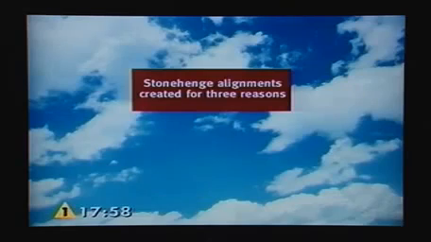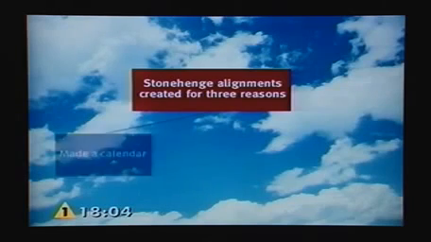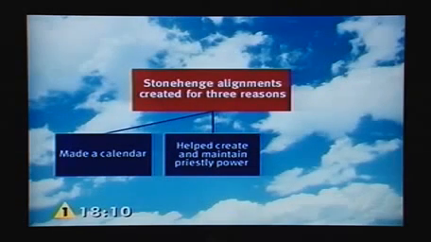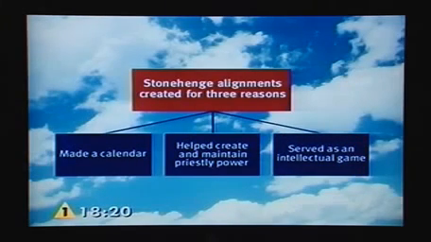The Stonehenge sun-moon alignments were created and elaborated for 2, possibly 3 reasons. They made a calendar particularly useful to tell the time for planting crops. They helped to create and maintain priestly power by enabling the priests to call out the multitudes to see the spectacular risings and settings of the sun. And probably they served as an intellectual game. Then he goes on to support each point.